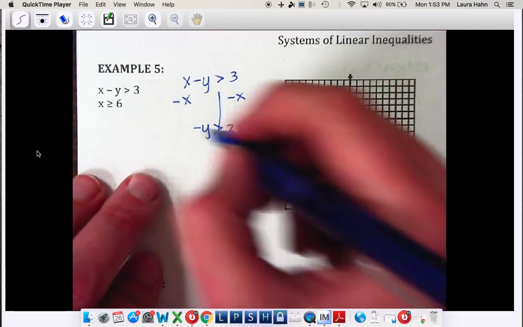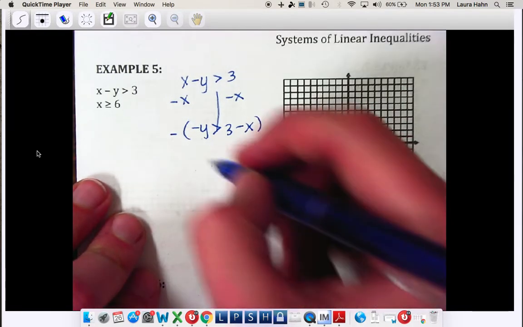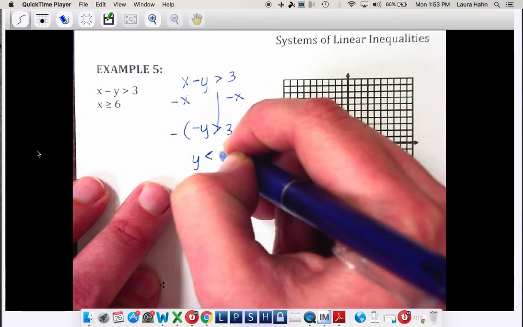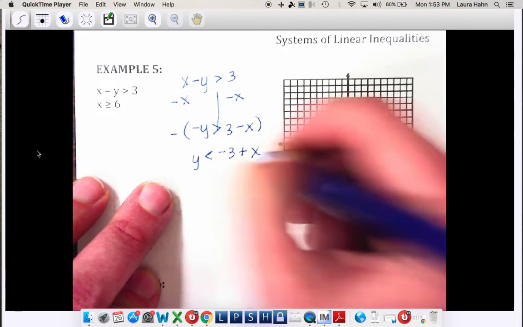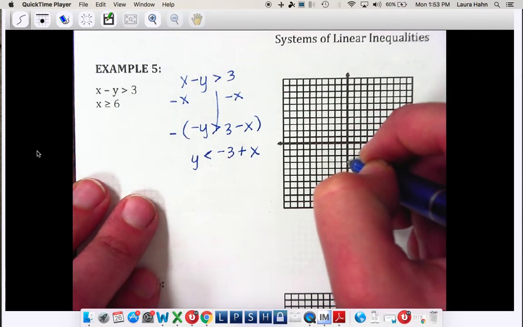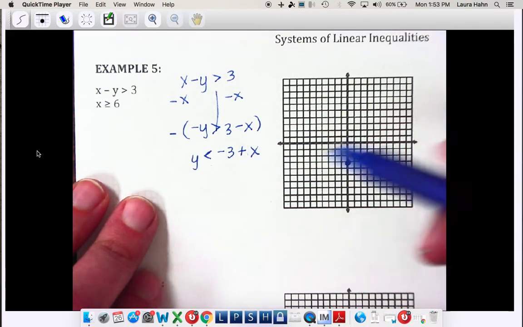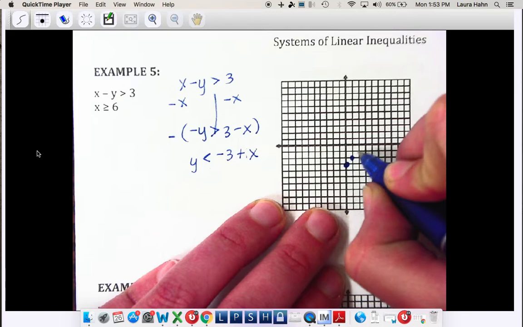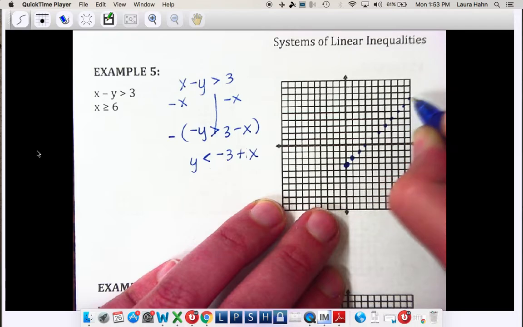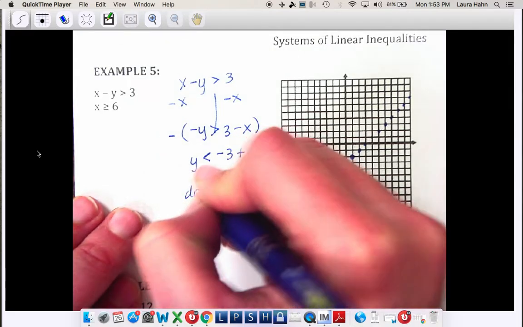I have to get rid of that negative, and I'm going to do that by multiplying the entire thing by another negative. Remember, that's going to make everything opposite, which is going to give me a positive y. It's going to flip my sign, a negative 3 plus x. All right, so my y-intercept is negative 3. My slope is a positive 1, which means I'm going to go up 1 over 1. There is no solid line underneath, so I know I want to use a dotted line.